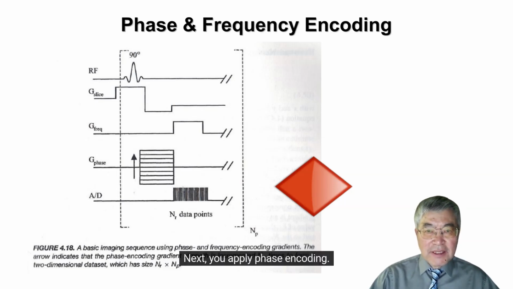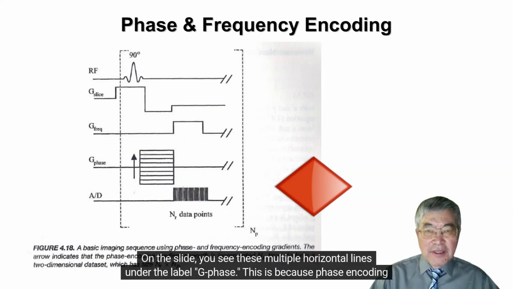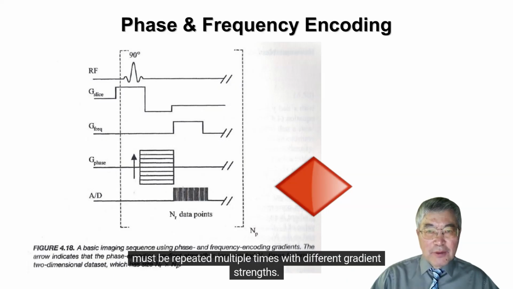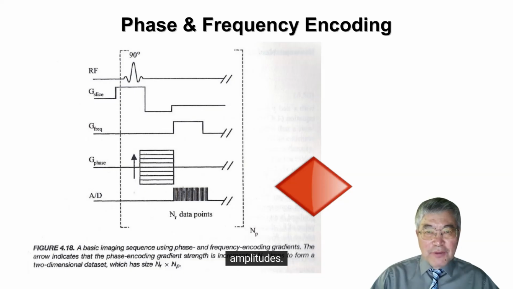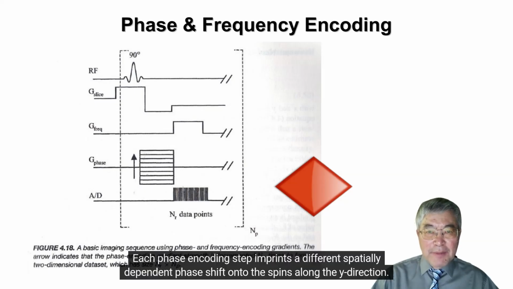Next, you apply phase encoding. On the slide, you see these multiple horizontal lines under the label G phase. This is because phase encoding must be repeated multiple times with different gradient strengths. You can start from a minimum value, then gradually increase step by step, covering a full range of gradient amplitudes. Each phase encoding step imprints a different spatially dependent phase shift onto the spins along the Y direction.